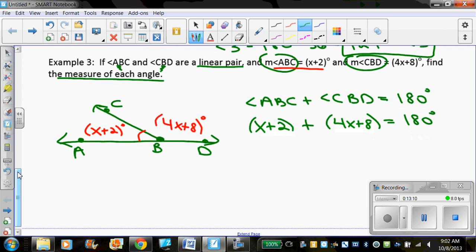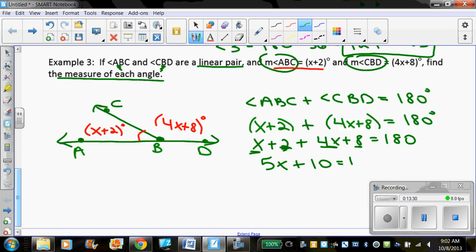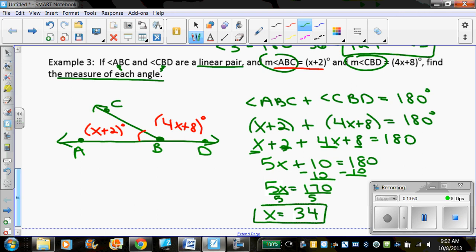Now that's not a degree, that's our unknown, our variable, and that's what we're solving for first before we can find our angle. Notice I had my parentheses just to keep it organized. There's no distribution, so I'm just dropping those parentheses. I have x, I have 4x, that means I have 5x. I have 2, I have 8, that means I have 10, equals 180. I solve for x, so I have 5x equals 170. I divide by 5 and I end up with an x value of 34.